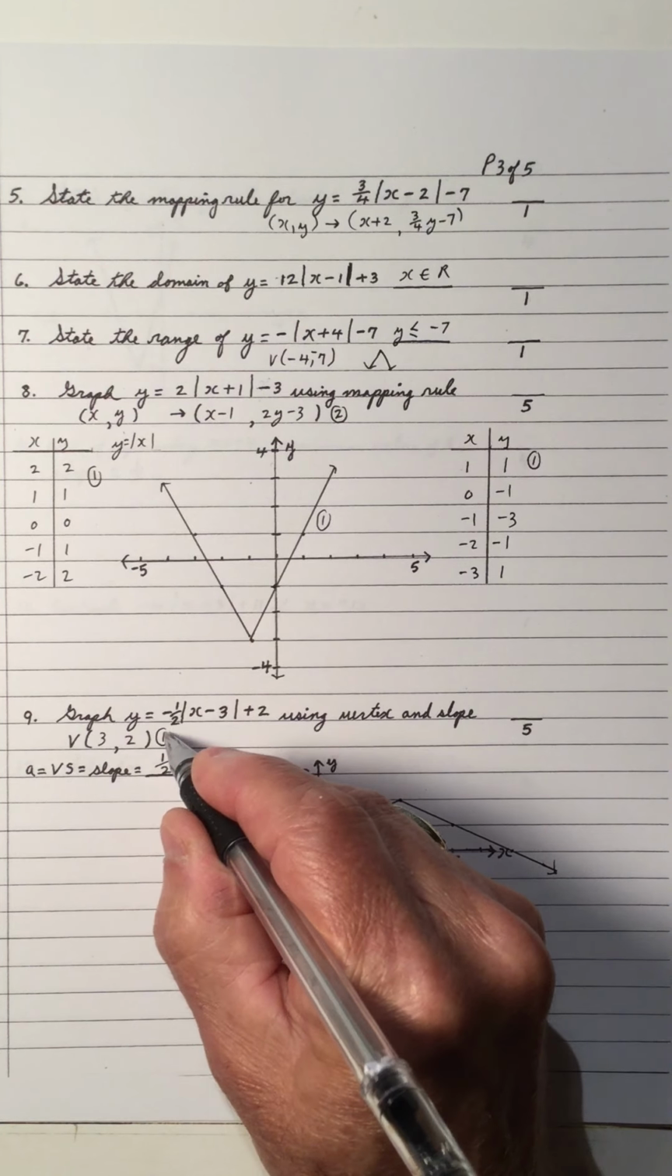So remember, this is the positive side, this is the negative side. Positive goes up to the right, negative goes up to the left. So this is the equation. You can leave out the plus sign: 3 absolute value of x plus 1 minus 2.